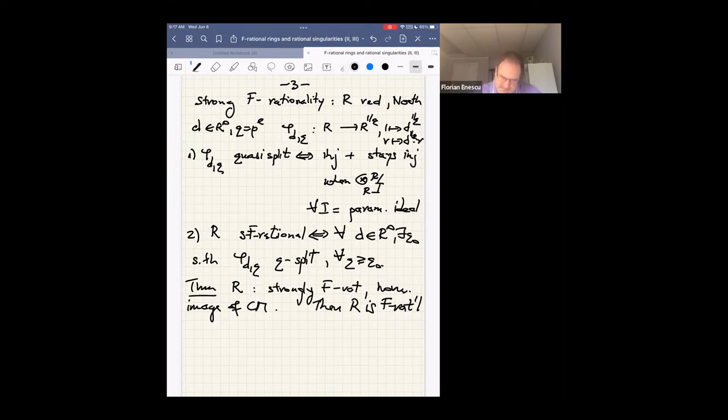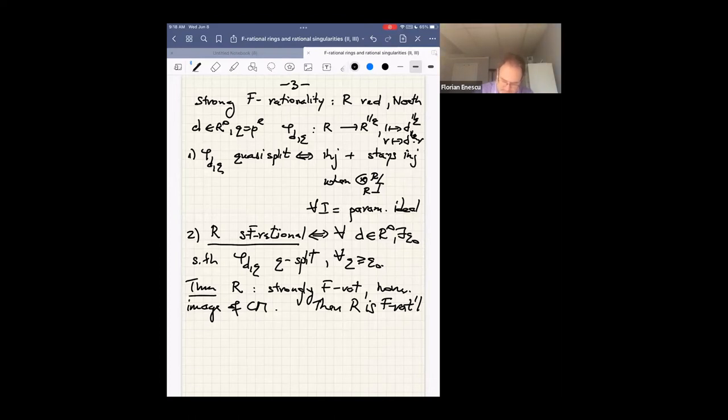And now what's this notion of strongly F-rational? Strong F-rationality says that for every element d not in any minimal prime, you can choose a q0 such that all these maps, phi_{d,q}, are quasi-split as soon as q is greater than or equal to q0, okay? And we're going to show that this is a different characterization of F-rationality, okay? The first part of the theorem that I'm building towards is to show that strong F-rationality implies F-rationality, okay? So that's a little easier. The converse is a little harder. So let's see why a strongly F-rational ring that is a homomorphic image of a Cohen-Macaulay ring is F-rational, okay?